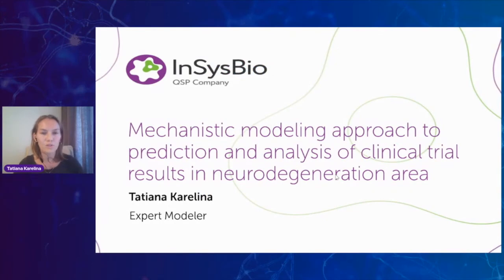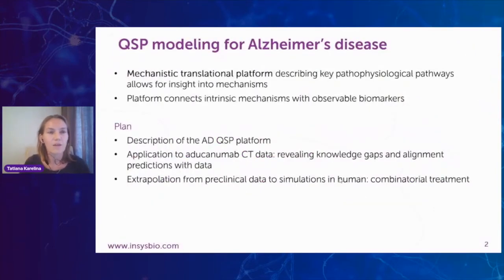Today I'm going to demonstrate an example of the application of a mathematical mechanistic modeling approach to predict and analyze clinical trial results in the neurodegeneration area. The main goal of quantitative systems pharmacology modeling is to provide a mechanistic description of key pathophysiological pathways as well as different mechanisms of action for therapeutics. In fact, unlike different empirical models or correlation analysis, such a platform is capable of predicting dynamics of biomarkers.